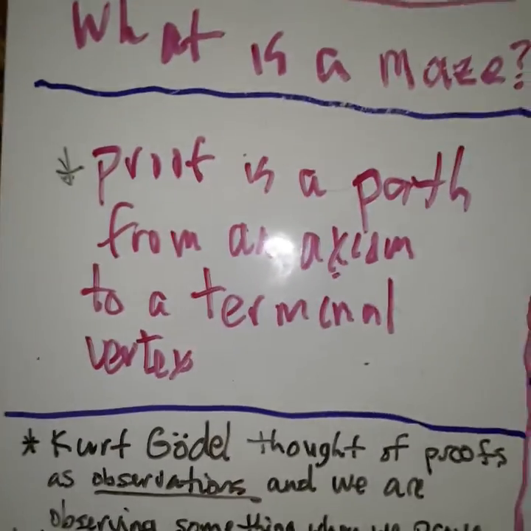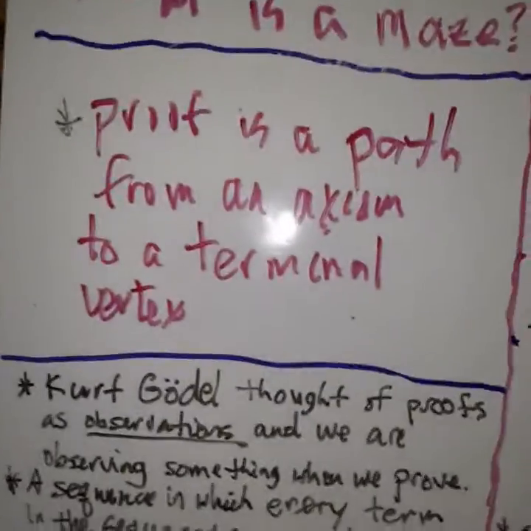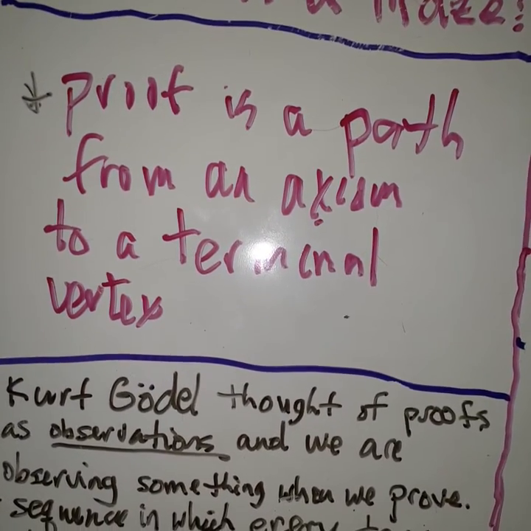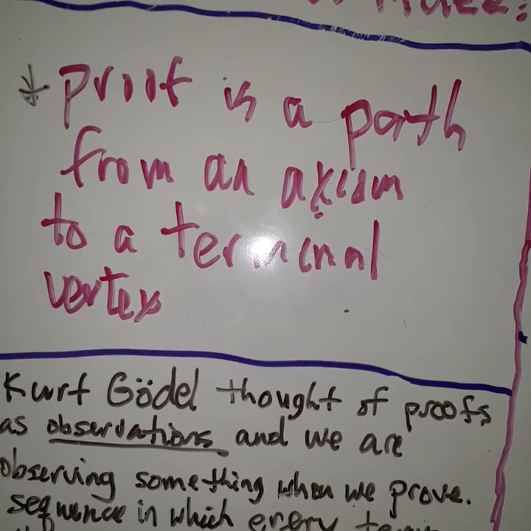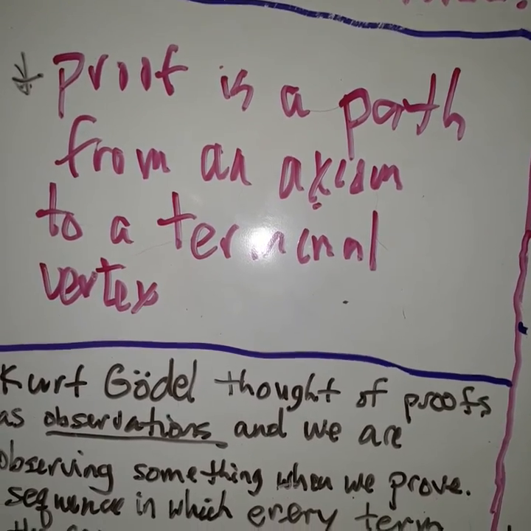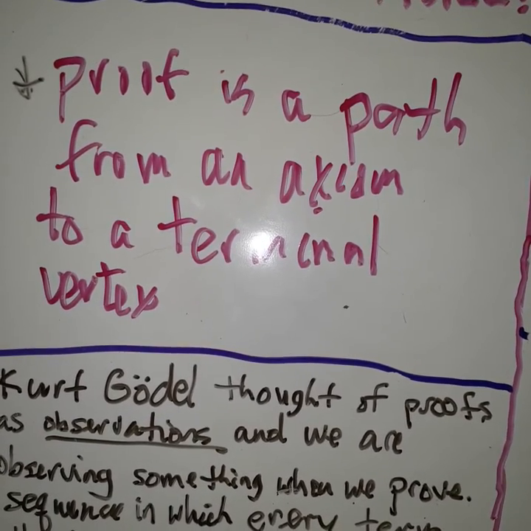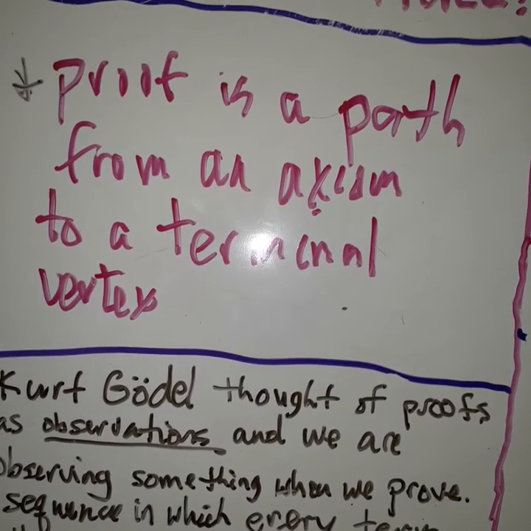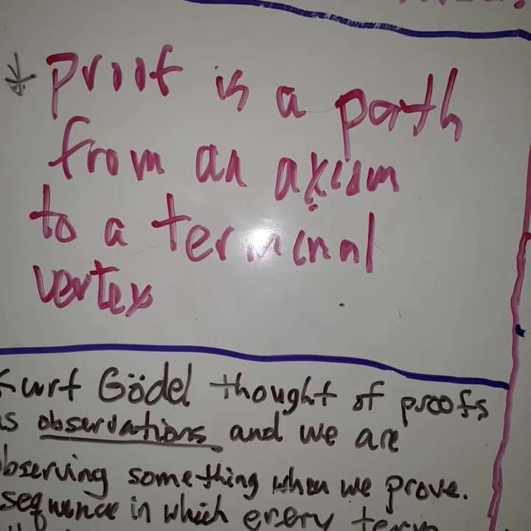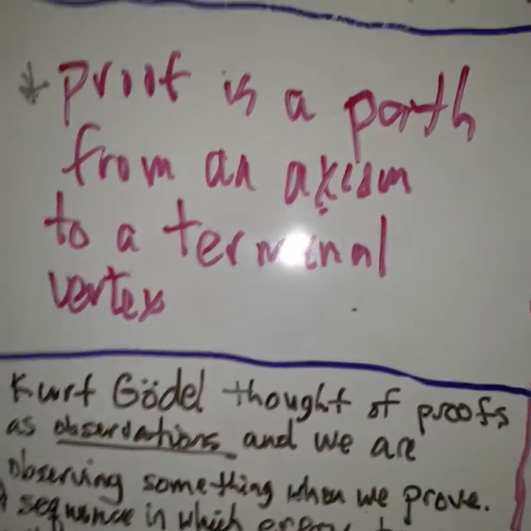So, a proof. What is a proof? A proof is a path from an axiom to a terminal vertex. So, for example, the solution to a maze is a proof because it's a path from the beginning, which is the axiom, to a terminal vertex, which is the theorem.